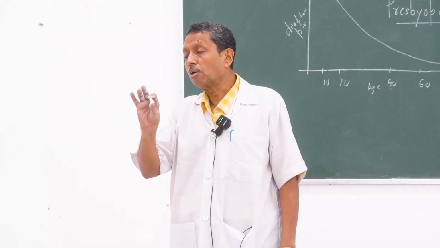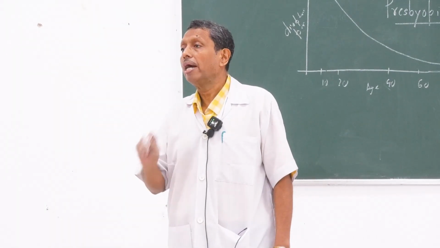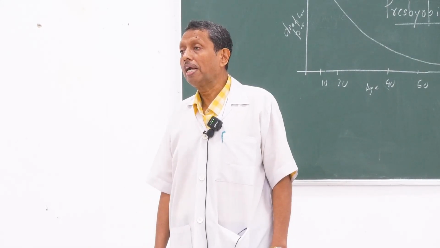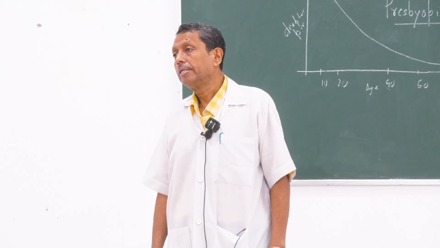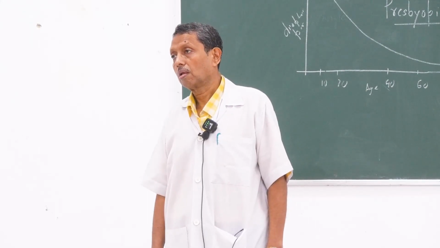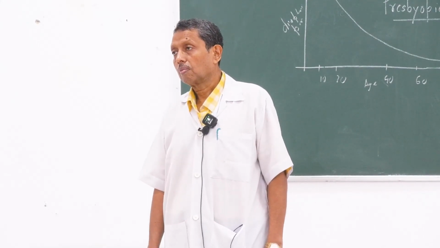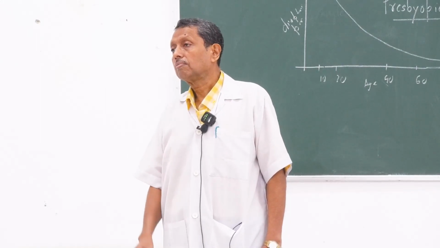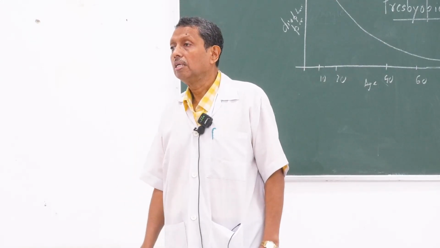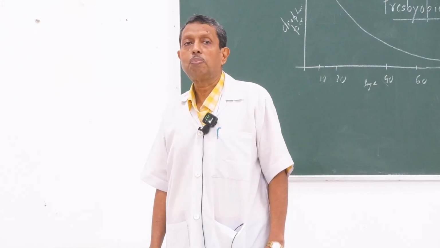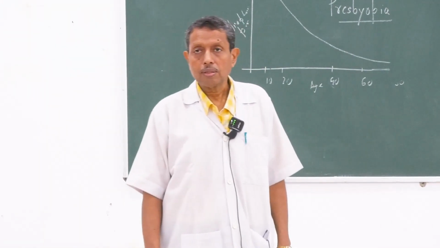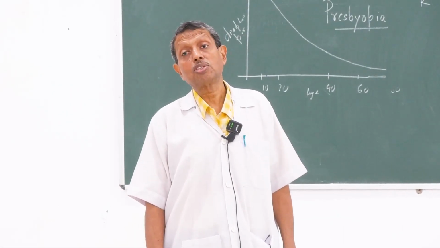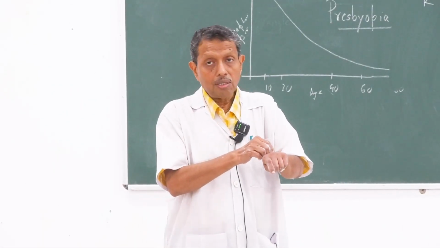This pathway, accommodation, is different from that. So it is possible to have the accommodation reaction whenever there is loss of light reflex. It is called Argyll-Robertson pupil: loss of light reflex but persistence of the accommodation reaction.